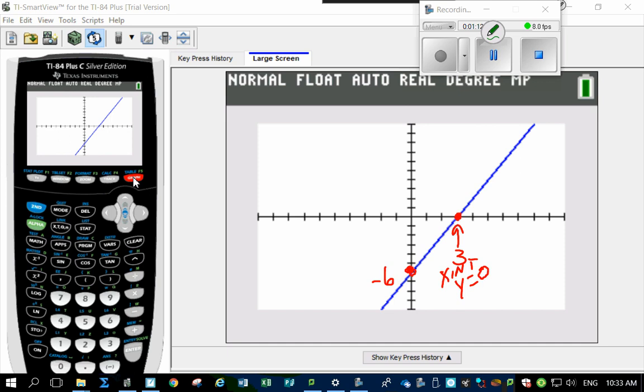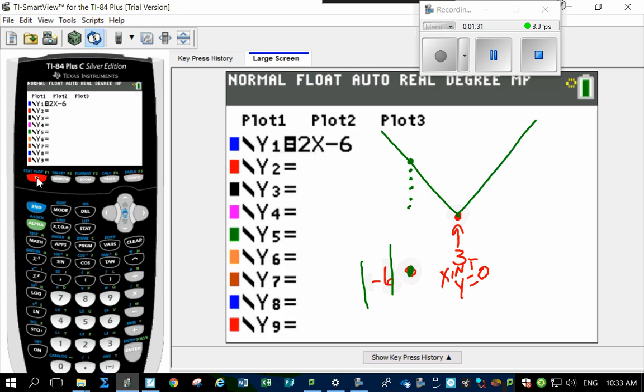All right, so there's our y-intercept. We take the absolute value of that. That should be 1, 2, 3, 4, 5, 6. That should be up here. And we should get a graph that looks like that and like that. Now I'm going to find the absolute value on my calculator and show you how to graph that. So I'm going to go back to y equals. I'm going to leave 2x minus 6 in there, and you can see what our graph should look like. It should look like that.